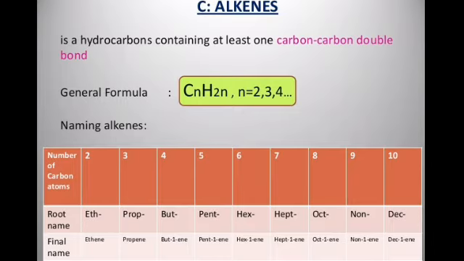ethene. Similarly, for three carbon atoms, it will be propene, for four, it will be butene, and for five, it will be pentene. But after the four carbon atom compound, that is at butene, we can suggest the position of the double bond, such as if the double bond is at the first carbon, then it is but-1-ene, and if the double bond is at the second carbon, then it will be but-2-ene. Similarly, in other compounds, we can suggest the position of the double bond.